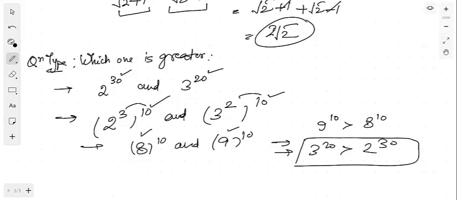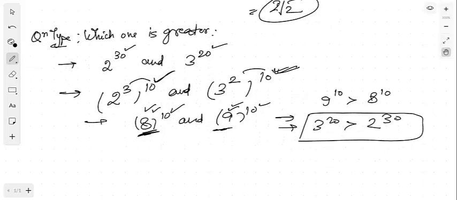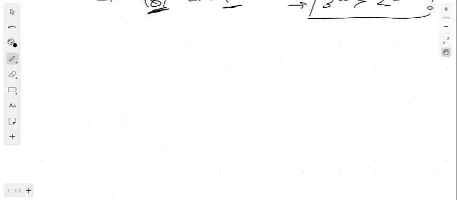What we have to do is we have to make the powers same. So when we make the powers same, then it will be easy for us to compare directly these numbers. Since the powers are same, what we have to just see is which number is greater. Okay, this is how we can solve such questions. Let us take few more examples on this.